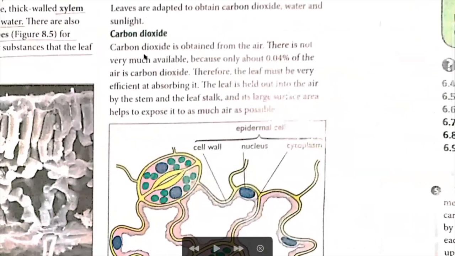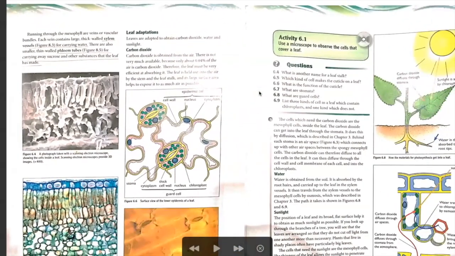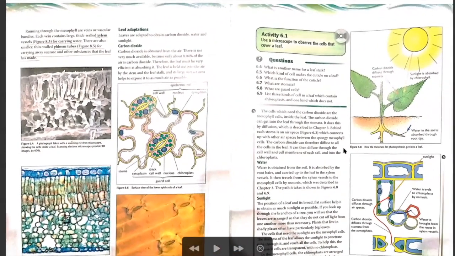Ni dia cakap apa tadi? Carbon dioxide, leaf adaptation. Okay, carbon dioxide is obtained from the air. Ya betul lah. Carbon dioxide tu dia ambil daripada udara. Untuk apa? Proses fotosintesis lah. There is not much available because only about 0.04% of air is carbon dioxide. Therefore, the leaf must be efficient to absorb it. So in our atmosphere, the concentration of carbon dioxide is 0.04%. So maksudnya, leaf tu dia kena absorb as much as possible carbon dioxide. Sebab apa? Untuk buat proses fotosintesis. Okay.